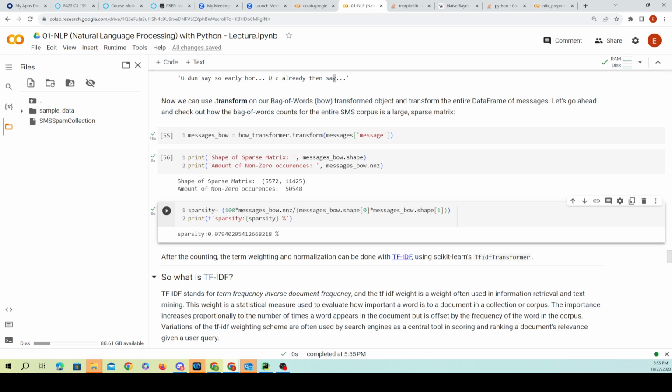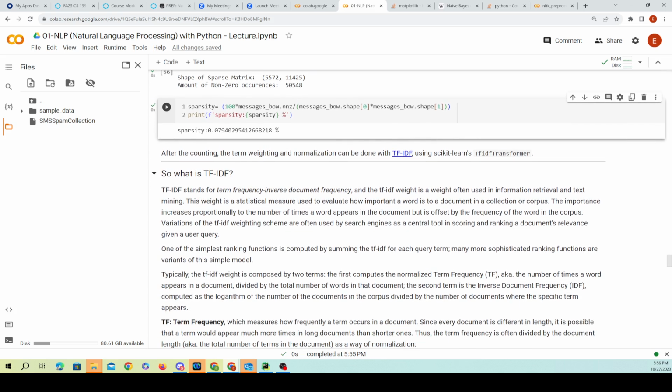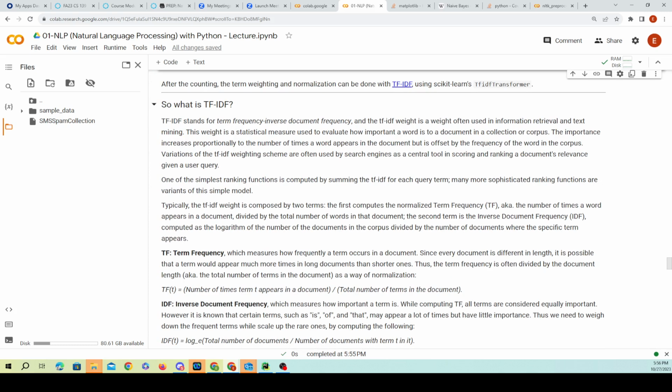After counting, term weighting and normalization can be done with the term frequency and the inverse document frequency. So we're going to look a little bit more into different ways of calculating and looking at the patterns, the frequencies, and the weight value of each word. We did some analysis, but we can look at it in more depth with what they call the term frequency and the inverse document frequency.